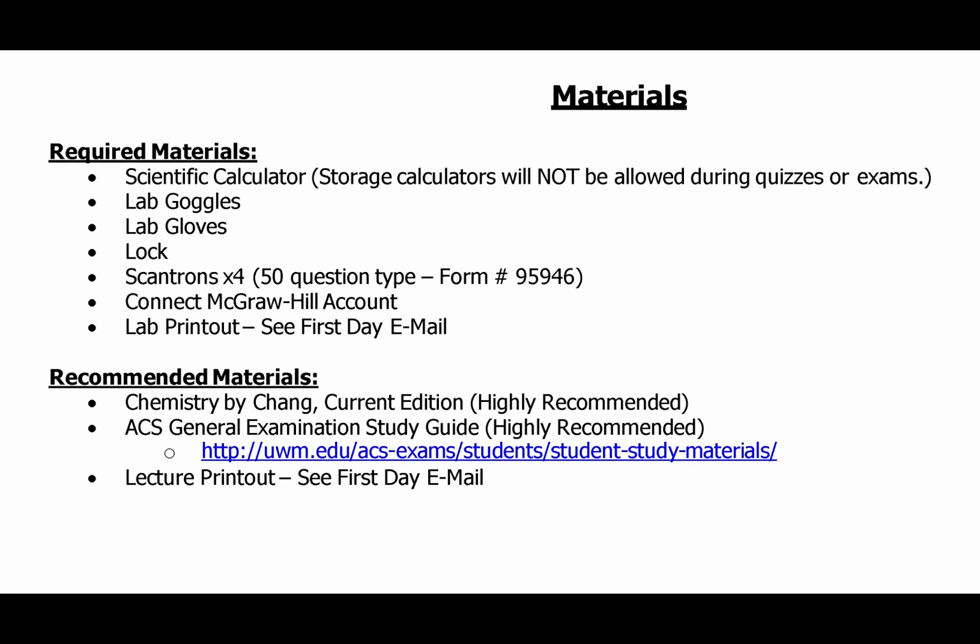Looking at the syllabus some more, you can see we have our required materials. Please make sure you have all of these things: a scientific calculator, lab goggles, lab gloves, locks, and scantrons, the 50 question type, 4 of them. We're going to be talking about the Connect account in a little bit. And then there's also a lab printout that you can obtain from the bookstore that has all the worksheets and the labs. I believe it's about $5. The chemistry textbook we are using is by Chang, and we'll go over that in regards also to the McGraw-Hill Connect account.